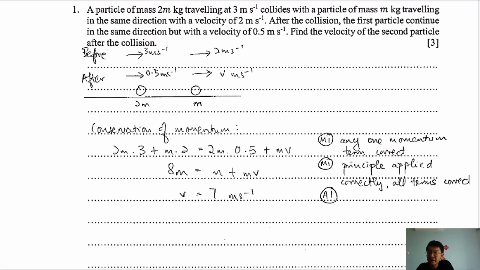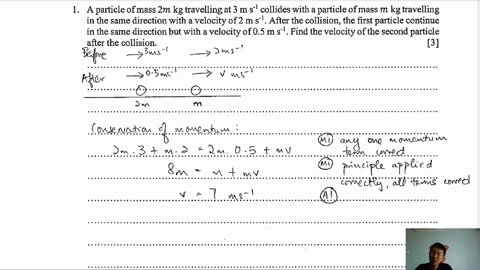The first question is we have a particle of mass 2m kg traveling at 3 meters per second, which collides with another particle of mass m traveling in the same direction. The velocity is 2 meters per second. After the collision, the first particle continues in the same direction, but its velocity now becomes 0.5 meters per second. We need to find the velocity of the second particle.